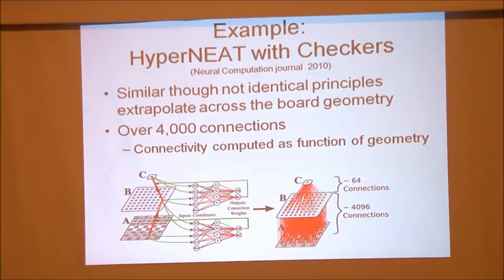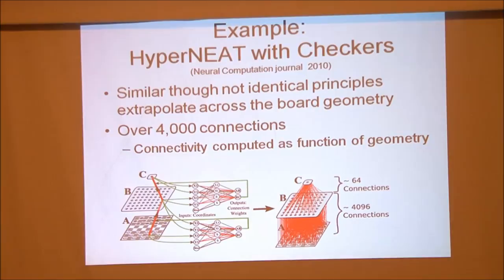So there are a lot of applications that have been applied to HyperNEAT, but I'll show you with checkers, because checkers, I think, is easy to understand in how there's some geometric regularity in the game. In other words, getting captured or being threatened with capture is pretty much a similar concept at every square on the board, except that it's not exactly the same, depending on if you're on the edge or in the middle and so forth.